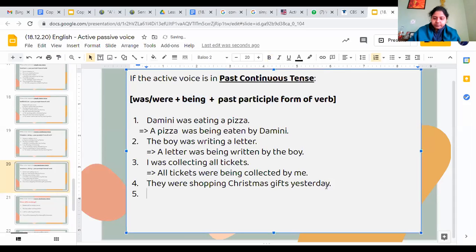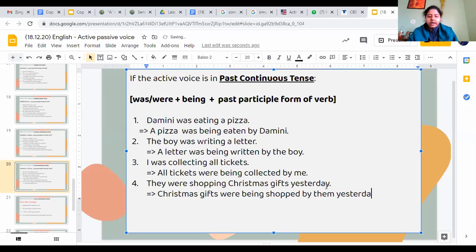You can unmute and answer. Christmas gifts were being shopped by them yesterday. Great. Good job. Very good. Christmas gifts is my object, was my object. Now it is the subject. So, sorry, Christmas gifts. Were. Now they were plural, so were rahega. Being shopped is the third form. By they का बन गया them and yesterday end में आ जाएगा. Great, amazing, good job. Good job, everyone.